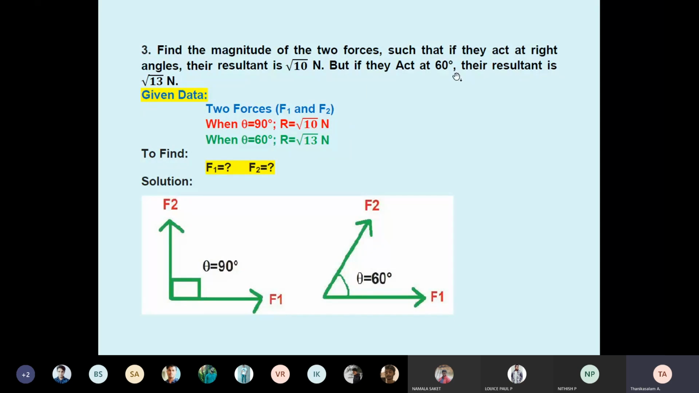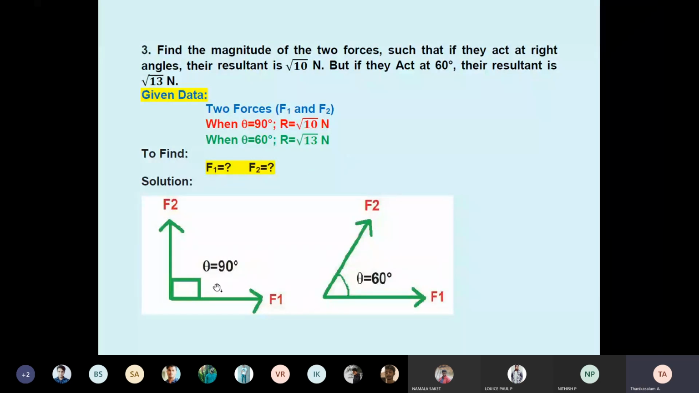But if they act at 60 degrees, when theta is 60 degrees, the same two forces, the resultant is square root of 13. To find F1, F2. Louis, understand? Yes, sir. See, you have to write the given data this way for any math or engineering mechanics problem. They did not mention symbols, they blindly give the statement. That's why I have given all the PPTs with the statements, symbols, everything.